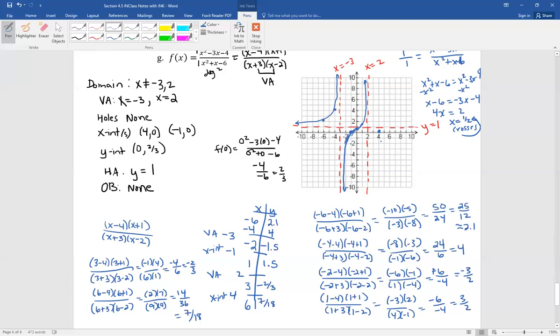And then the last one, we had that 3 was at negative 2/3. And that 6 is at 7/18. So this one is staying below the red line and going towards negative infinity. So that is the graph of function f of x for part G.